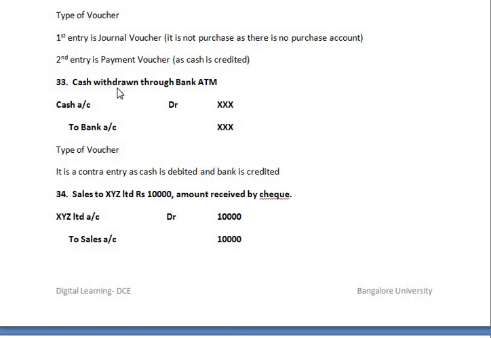Next, cash withdrawn through bank ATM. Cash account, cash is coming in, from where it is going, bank. And sales to XYZ Limited, 10,000, amount received by check. XYZ Limited to sales account.